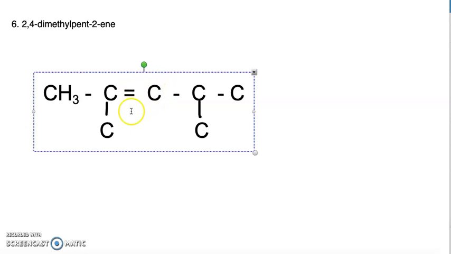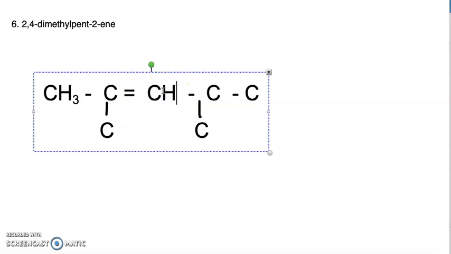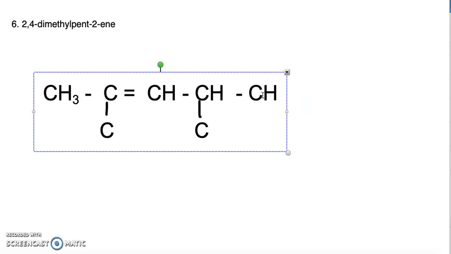Okay, this carbon has 1, 2, 3, so it needs 1 H to get it up to 4. Okay, this carbon has 1, 2, 3, so it gets 1 H to get it to 4. This one gets 3 to get it to 4. And then same deal here. This one's also going to get 3. And this one is also going to get 3, right? So now we have a 2,4 dimethyl pent, because 1, 2, 3, 4, 5, 2 ene, because we have that double bond hanging out right there.